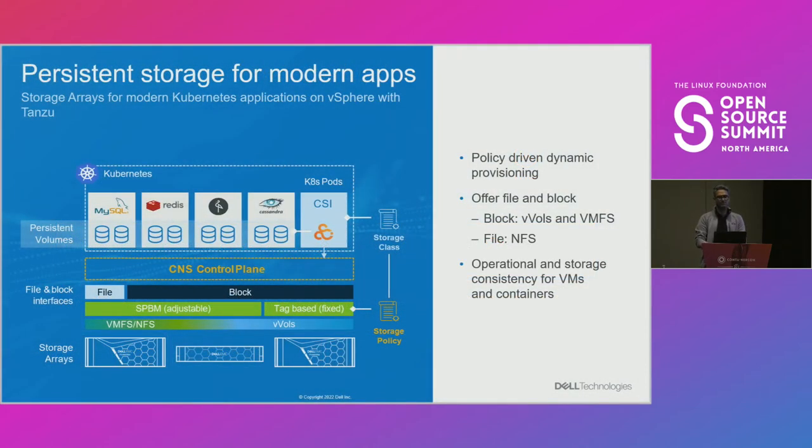So from a Tanzu perspective, like I described, whether you're using policy-driven dynamic provisioning, you can do that on Tanzu with our storage in the back end. If it's block, you can use vVols with VMFS and SPBM. When it's file, you can use our NFS CSI drivers to use them in the back end as file storage for your Kubernetes clusters running on Tanzu. And we're seeing a lot of adoption in this kind of configuration picking up. So if you have any questions about that, feel free to have a chat offline or come to the booth later, and we can dive into the details there.